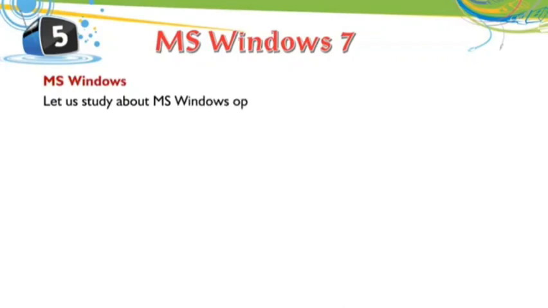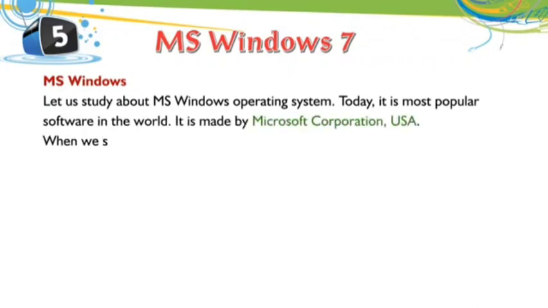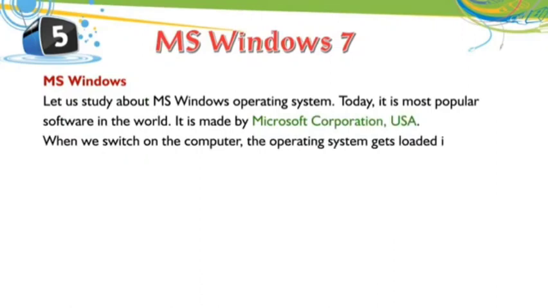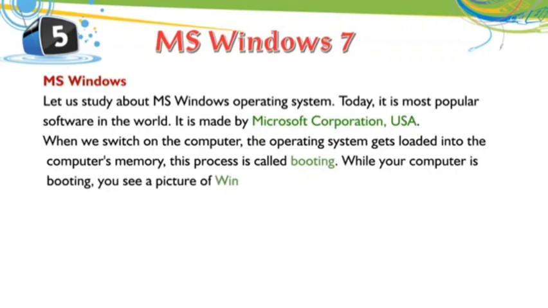MS Windows. Let us study about the MS Windows operating system. Today, it is the most popular software in the world. It is made by Microsoft Corporation, USA. When we switch on the computer, the operating system gets loaded into the computer's memory. This process is called booting. While your computer is booting, you see a picture of the Windows flag as shown in the pictures given here.